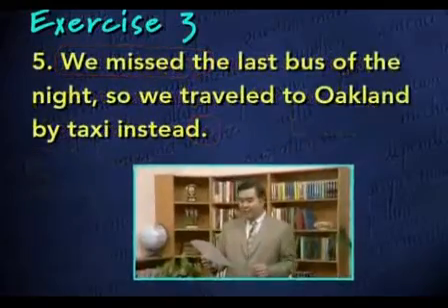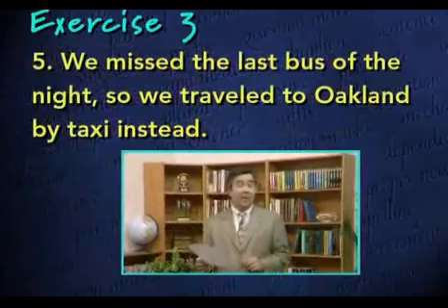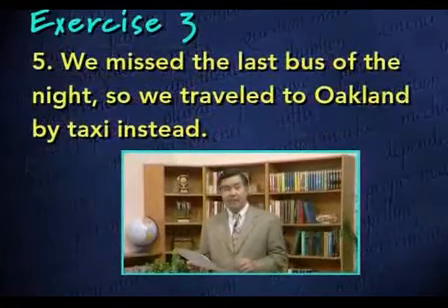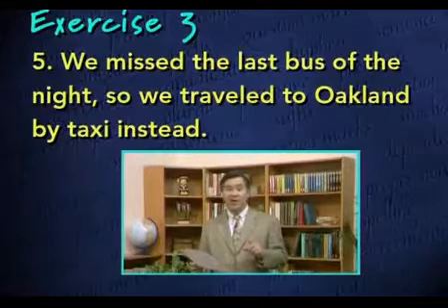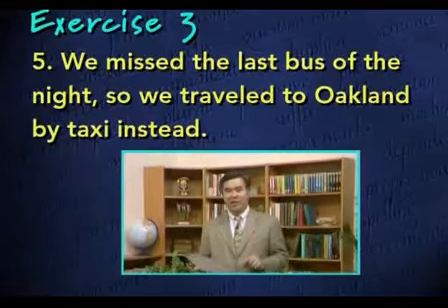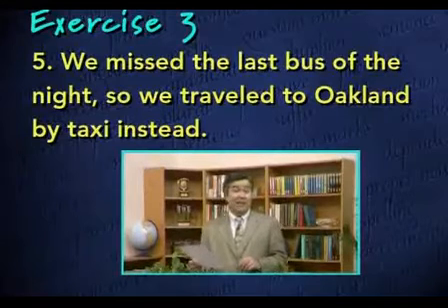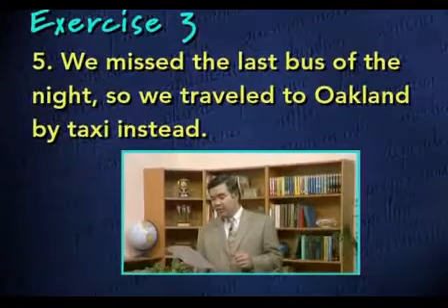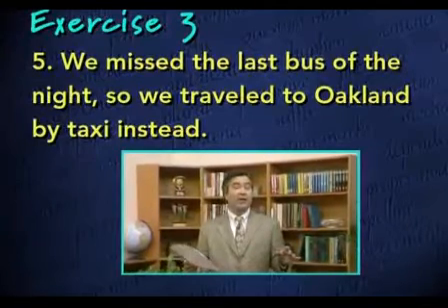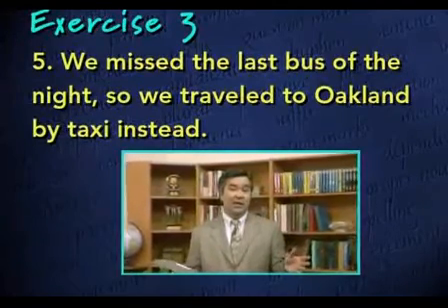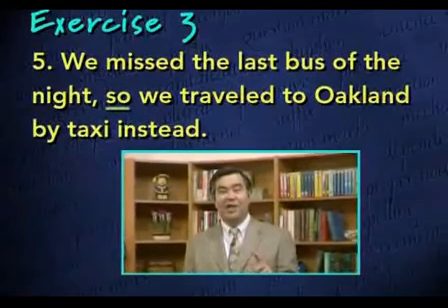Now our last example. We missed the last bus of the night, so we traveled to Oakland by taxi instead. In this sentence we have two independent clauses joined by a coordinating conjunction. The first clause is, we missed the last bus of the night. The second clause is, we traveled to Oakland by taxi instead. Both are independent clauses because each could stand alone as a sentence. The two clauses are linked by a coordinating conjunction.